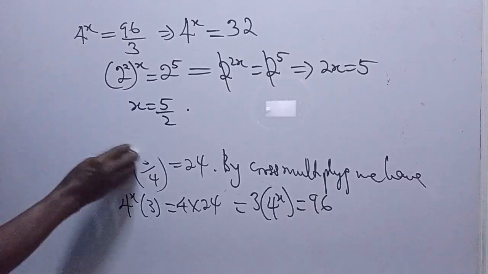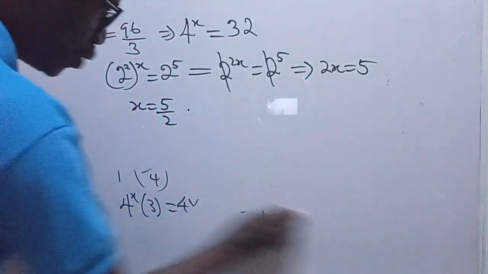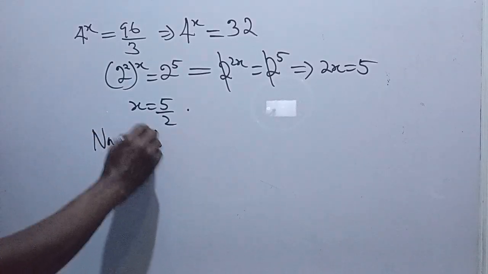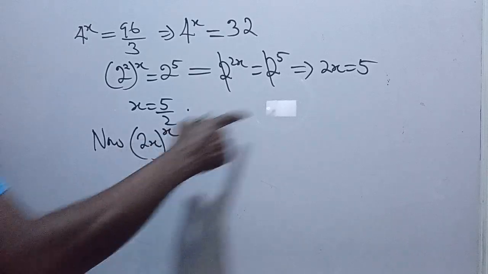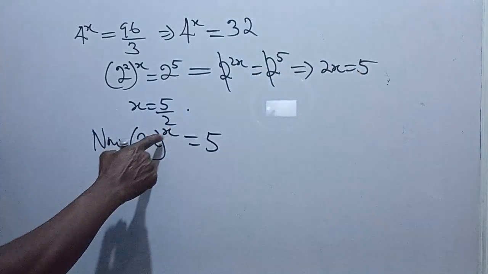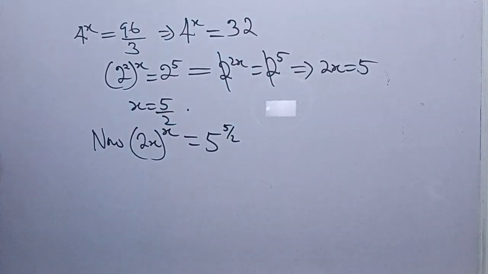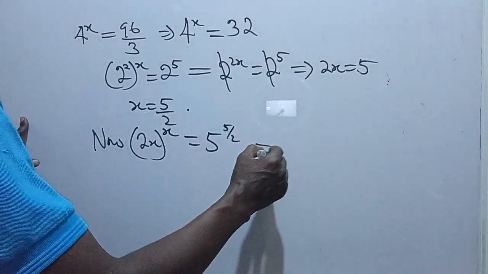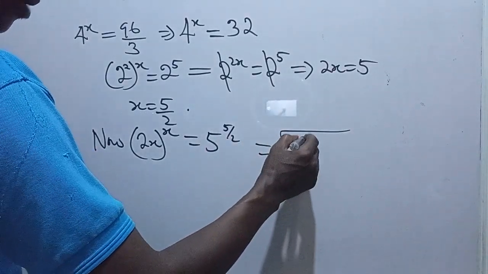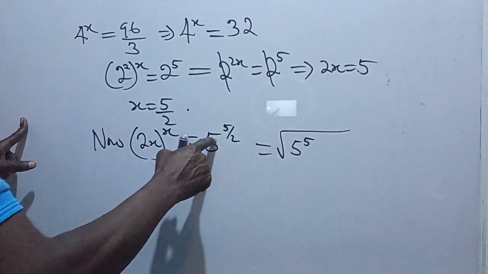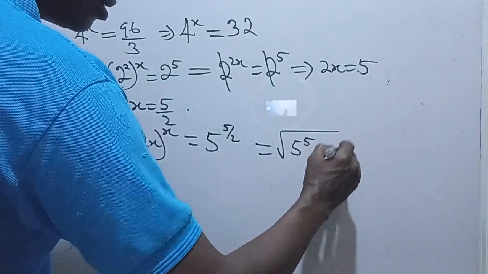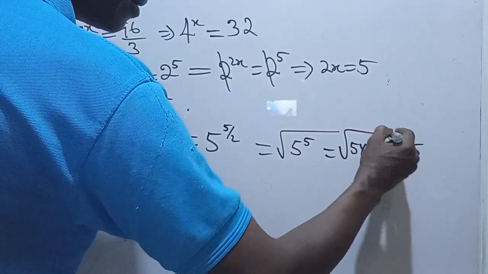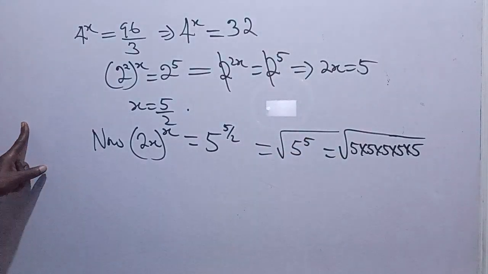Now, the question says we should find what? What the question says is this: find 2x raised to power x. So now, 2x raised to power x will be, our 2x is 5 here, so 5 raised to power x, and x is 5 all over 2. Don't forget, in indices, you can write this as the square root of 5 raised to power 5. The 2 here will be the square root, then 5 raised to power 5. This means the square root of 5 times 5 times 5 times 5 times 5, because 5 is in 5 places.